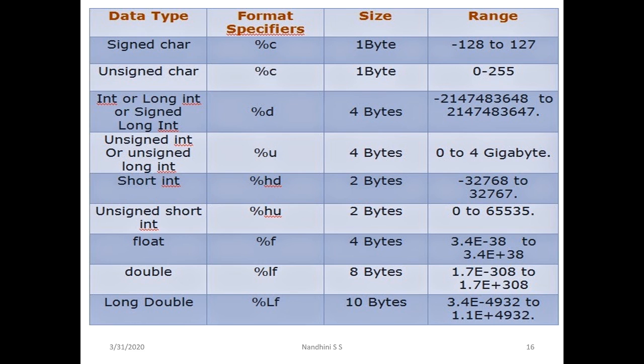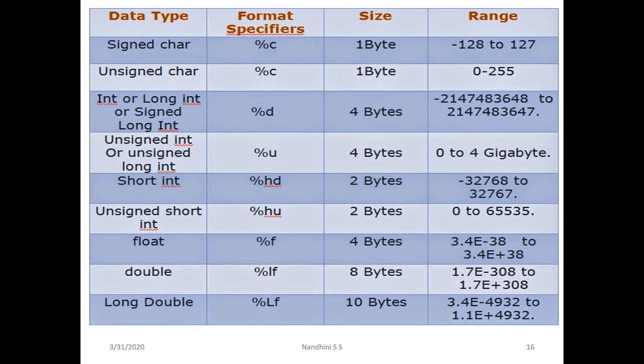We have rich data types in C programming language: signed char, unsigned char, integer, signed int, unsigned int, long int, short int, unsigned short int, floating point variable, double variable, long double variable. And I have mentioned the format specifier for the corresponding data type and the size of the data type. Range is also specified on the screen. For example, I take a short int, which is represented as percentage h in the format specifier. The size of the data type is 2 bytes. It takes the values from minus 32,768 to 32,767.